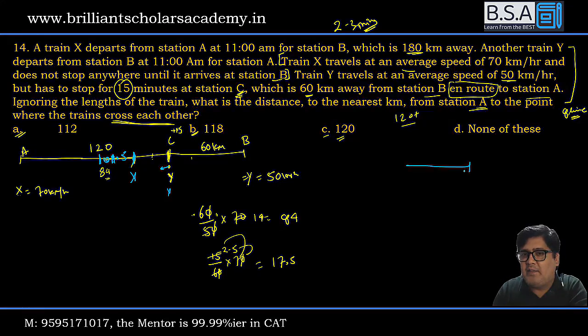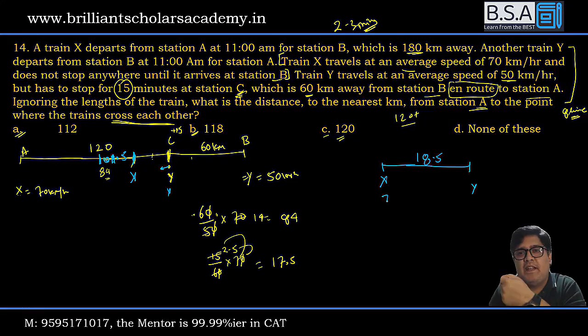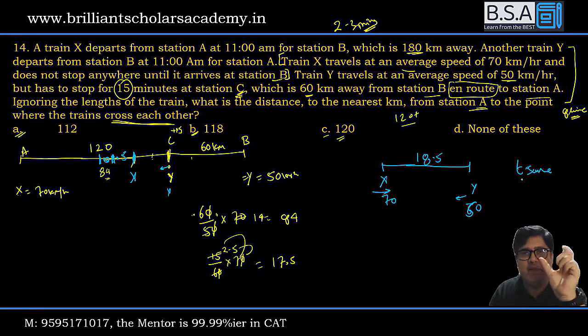Let me make it a bit longer. The distance between these trains is 120 minus 101 is 19 minus half. So 18.5 is the gap between them. This side train, what speed? 70. This side train, what speed? 50. So can I say, because they are traveling in opposite direction? Now look, I don't want time. I want the location. In opposite direction, they will take same time. They will take same time to meet.